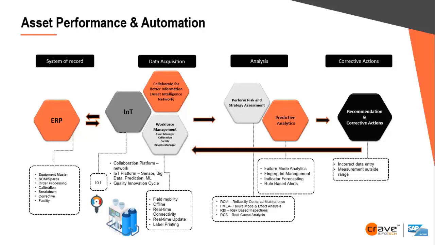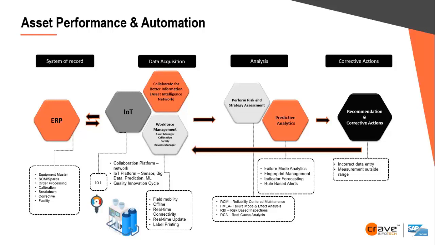So these are the four stages when we talk about asset performance and automation. These are the four stages through which we perform this entire operation. System of record is normally available in any organization's setup. This is your ERP, your equipment master, BOM, order processing, calibration, all those things you already have in your ERP.